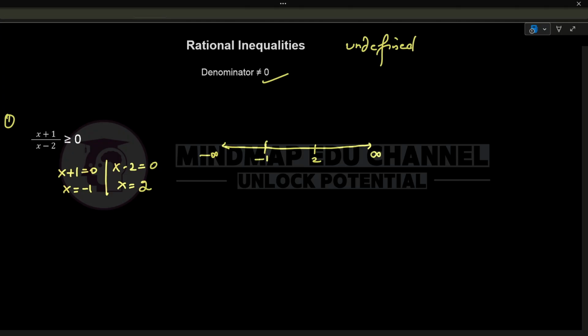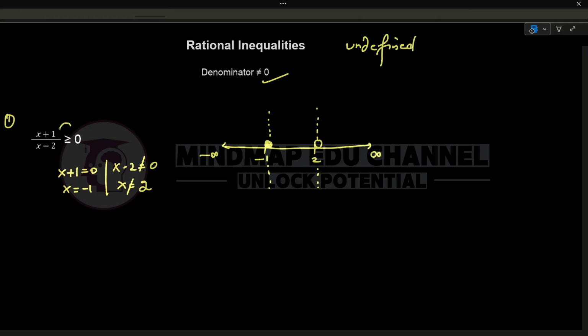Now at minus 1, we will have a closed circle, whereas at 2 we will have an open circle, because the denominator cannot be equal to 0. The numerator can be equal to 0. So here our number line has 3 sections. Now which section holds true for our example?